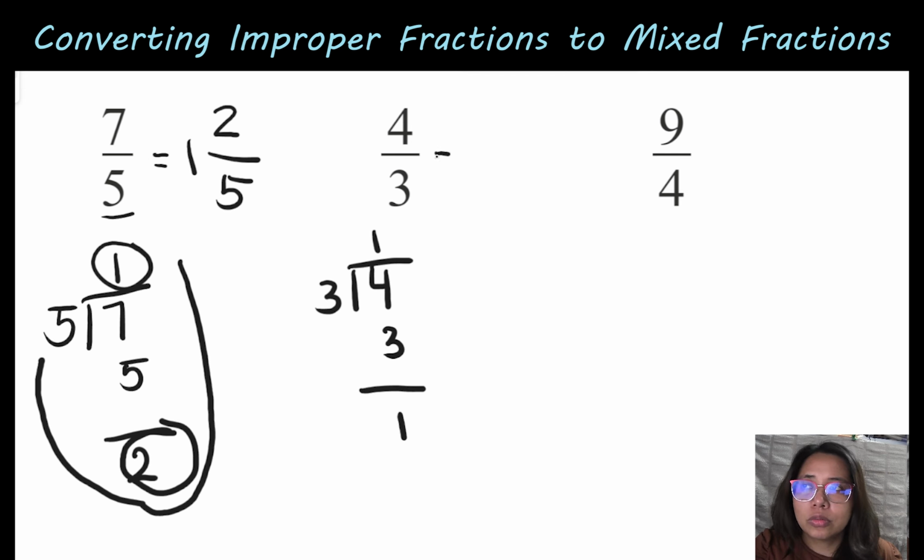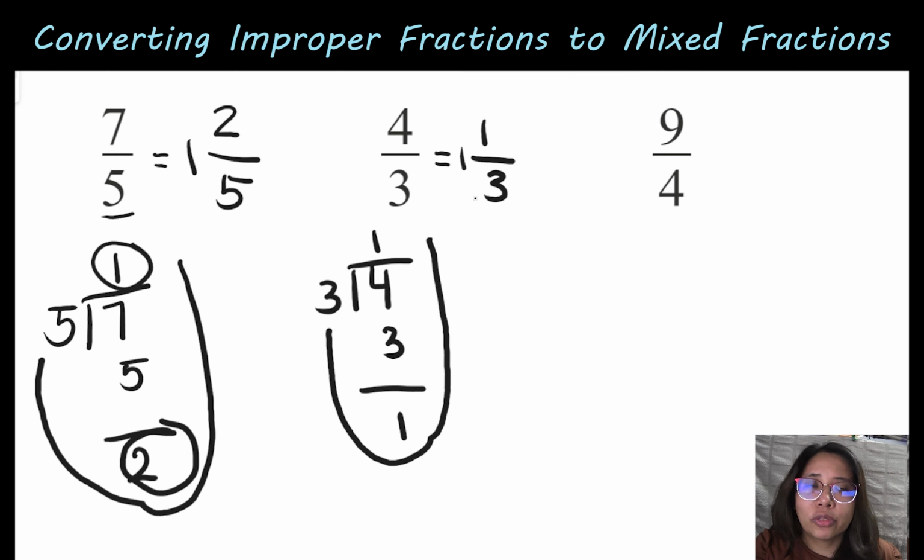So, okay, sulat natin yung sagot as our whole number. And then yung ating numerator is yung ating remainder here, which is 1. At kukopyahin lang natin yung denominator, which is 3. So, ito yung ating whole number, ito yung ating numerator, at ang ating denominator. Okay, so 4/3 is equivalent to 1 and 1/3.